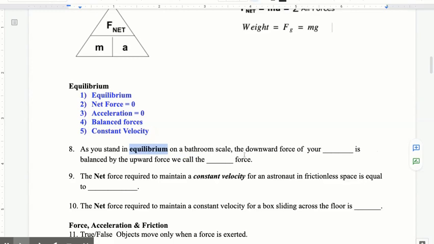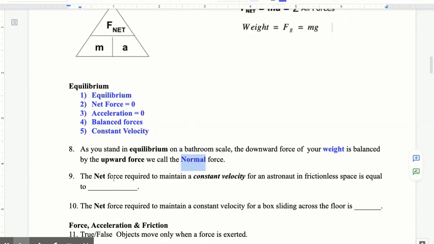On a bathroom scale, the downward force of your blank is balanced by the upward force we call blank. I think the best word to put here is weight. You could have also said force of your body, but weight is best. And the question is, what is the upward force? The key word tells me what should go in the blank. Well, this is called the normal force.